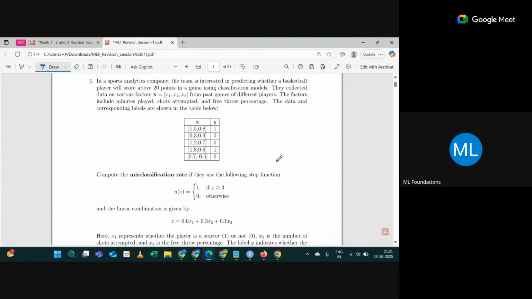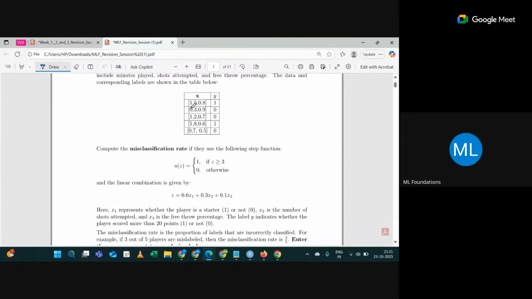So the next question: in a sports analytics company, the team is interested in predicting whether a basketball player will score above 20 points in a game using classification models. Okay, this is a classification model, right? So above 20 points or below 20 points. They collected data on various factors, let's say x1, x2, x3, from past games of different players. The factors include the minutes played, shots attempted, and free throw percentage. So the data and all is given to you.